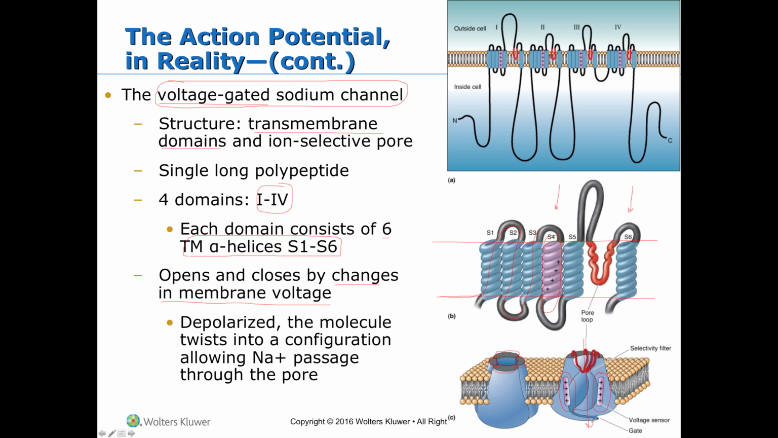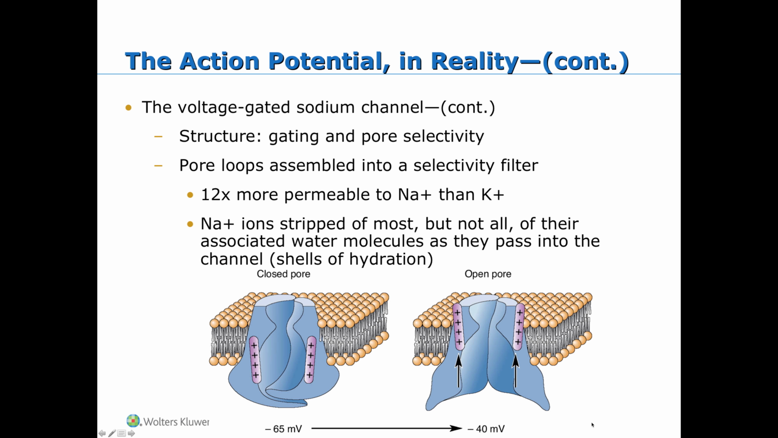At resting membrane potential, these channels are in a configuration whereby the channel does not open, not allowing sodium to go in. This is what makes it really great. This is why there's an actual resting membrane potential. You're not allowing sodium to flow in. So the structure of this voltage-gated sodium channel allows for gating and pore selectivity. The pore loops are assembled into a selectivity filter, meaning that you're not just going to allow any kind of cation to flow through. The voltage-gated sodium channel is about 12 times more permeable to sodium than it is to potassium. And sodium ions are stripped of most of their associated water molecules, these shells of hydration, as they pass through the channel.